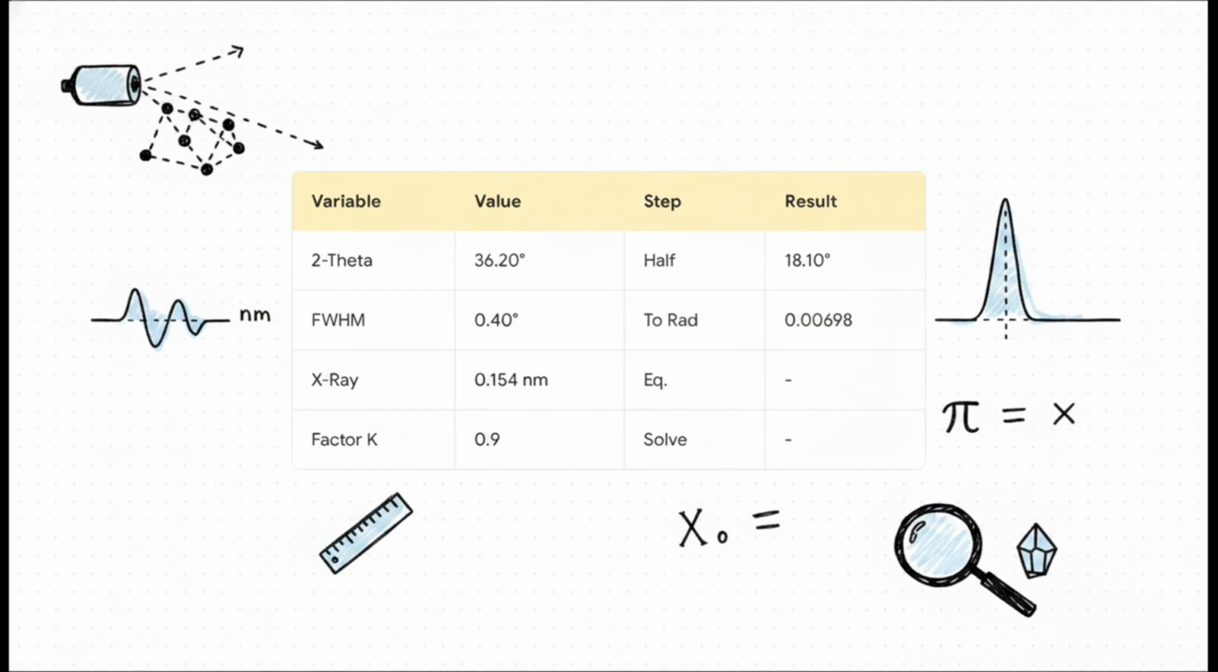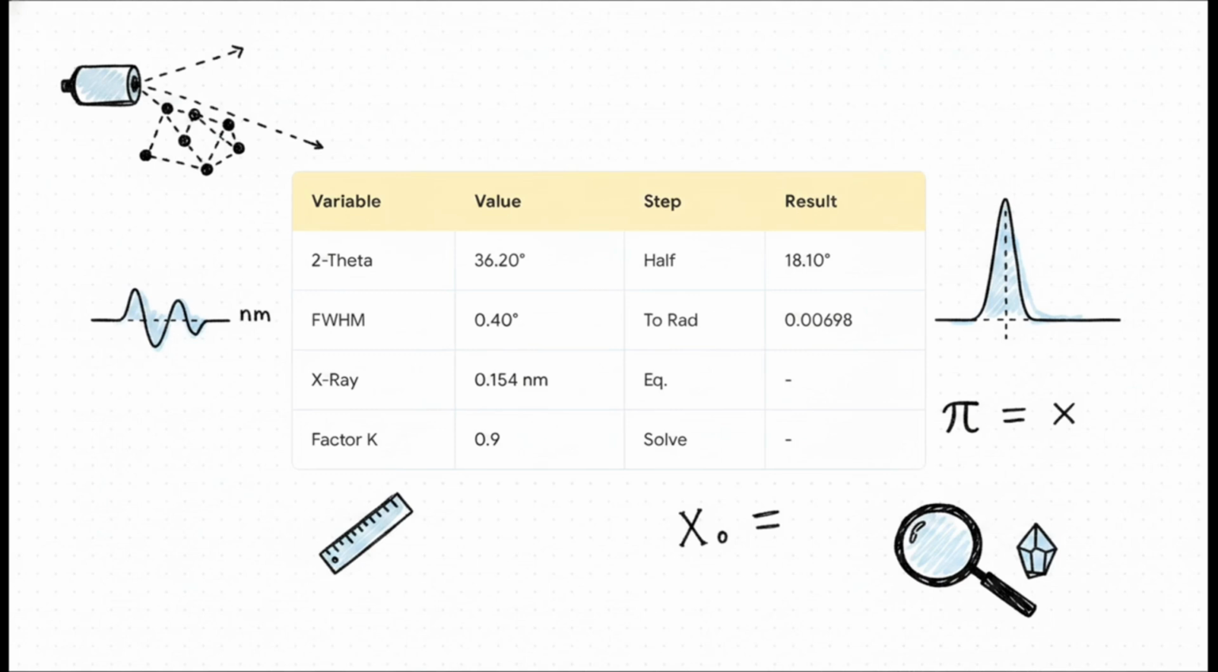Say our lab equipment gives us a peak position, our 2 theta, of 36.20 degrees and a measured FWHM of 0.40 degrees. We're using a standard X-ray wavelength of 0.15406 nanometers, and our shape factor is 0.9. Okay, let's prep those variables. We take that 2 theta of 36.20 and chop it in half, which gives us a true theta of 18.10 degrees.